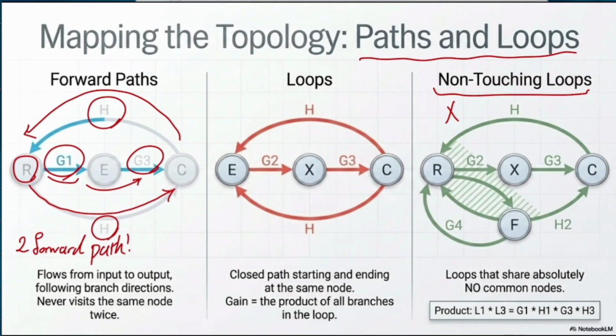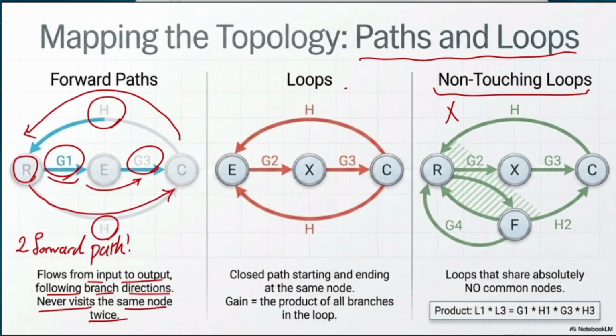So at this point, I have two forward paths, and the flow from input to output following the branch directions can be considered a forward path. Again, we are not going to visit the same node twice. Whatever is happening, just one node at a time, and we are not going to come back.